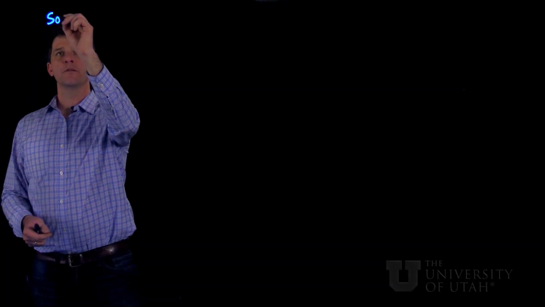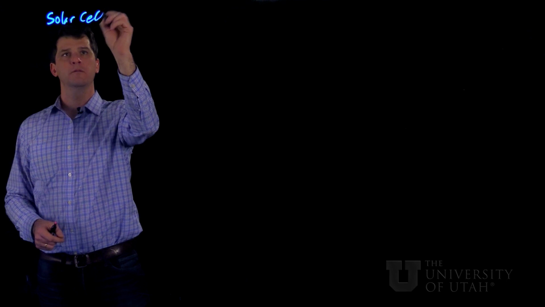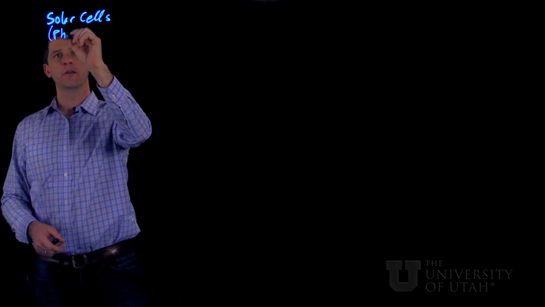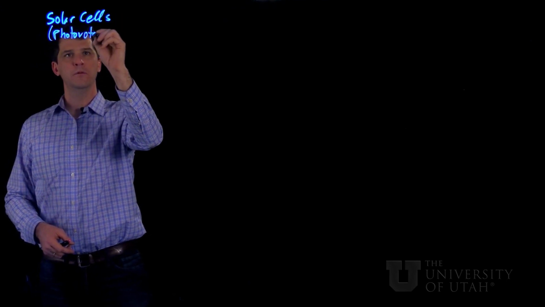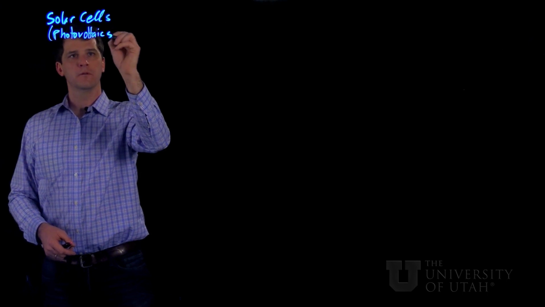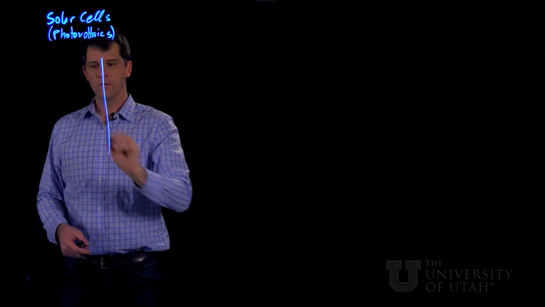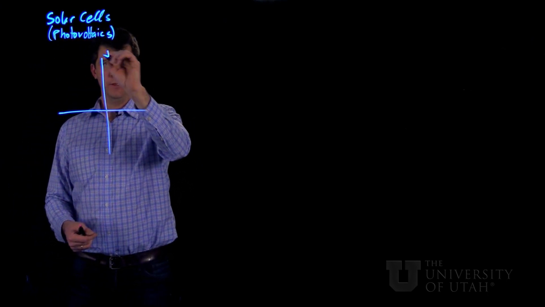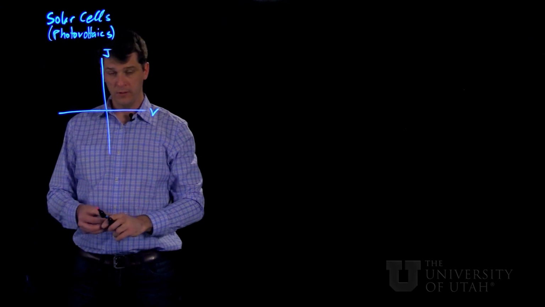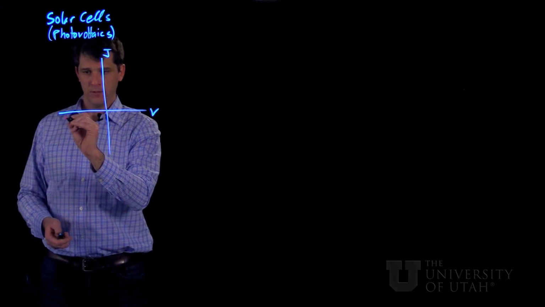Okay, so now let's look at solar cells, properly called photovoltaics. So let's review our ideal JV curves for a diode, a semiconductor diode.